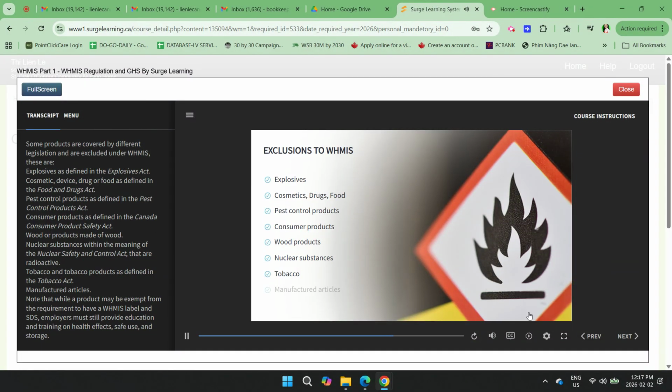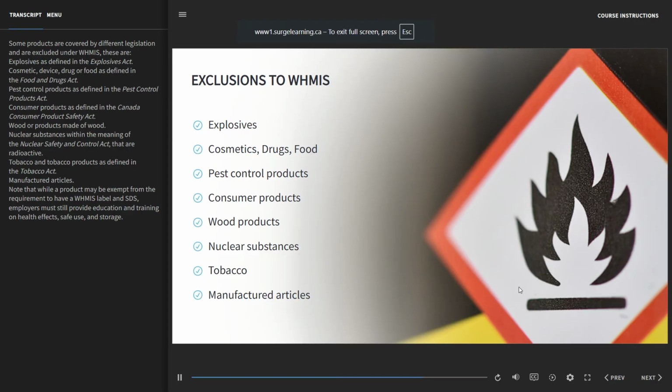Manufactured articles. Note that while a product may be exempt from the requirement to have a WHMIS label and SDS, employers must still provide education and training on health effects, safe use, and storage.